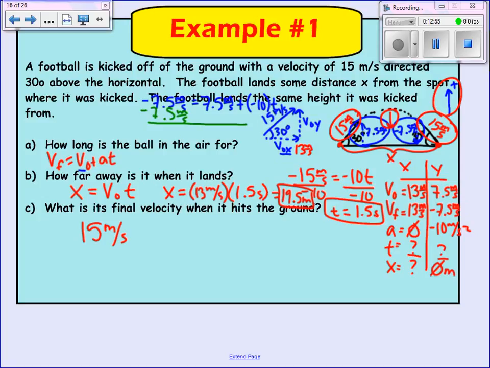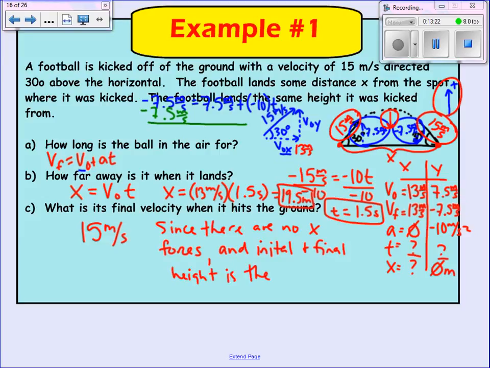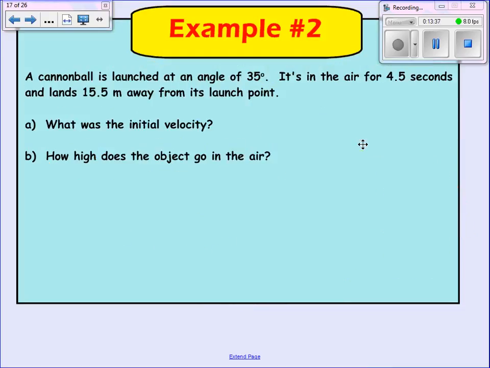The way we would justify our answer for this is not using math, but using logic. So what I would want to do is explain how I know it's 15 meters per second. And that is, since there are no x forces and the initial and final height is the same, then the velocity is conserved. So that completes our first example problem.